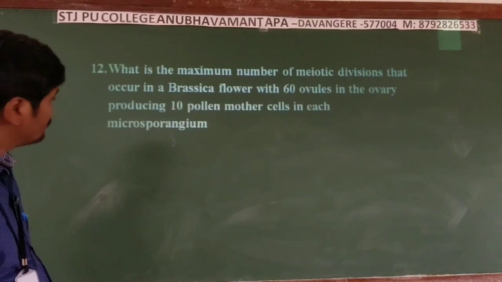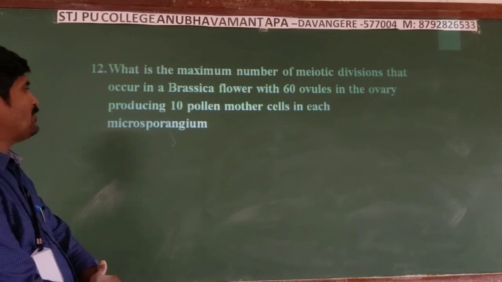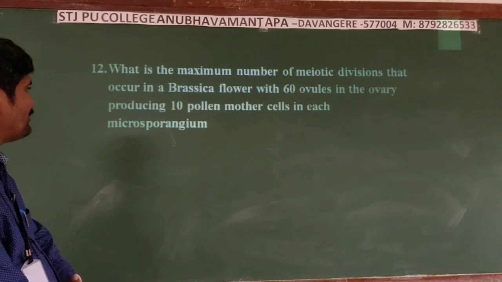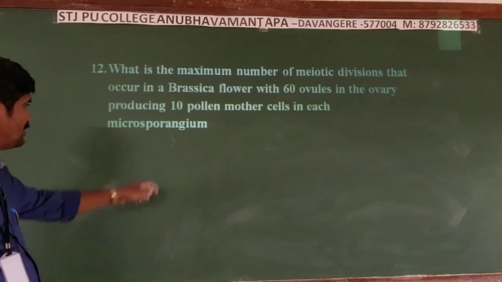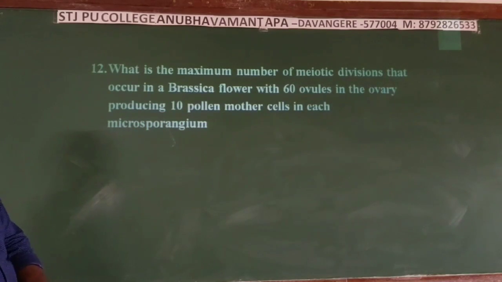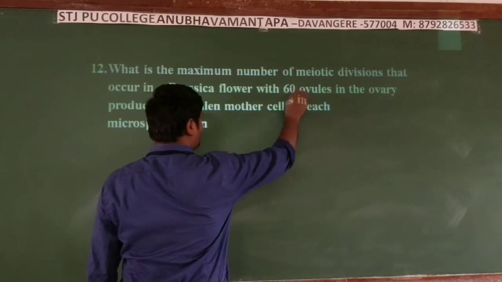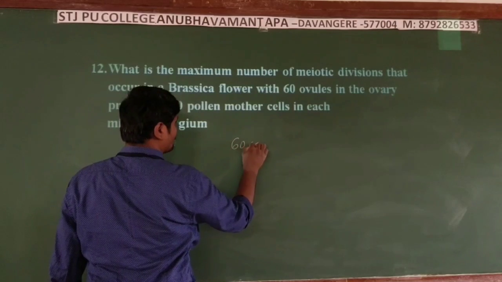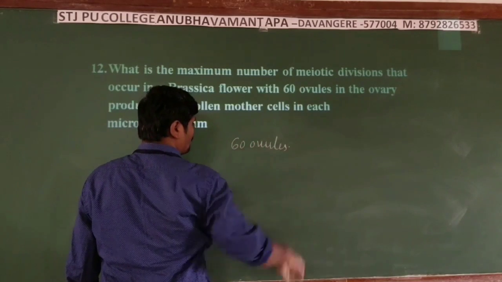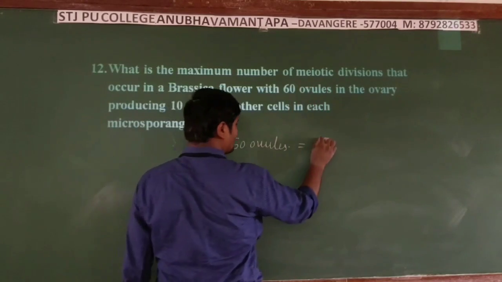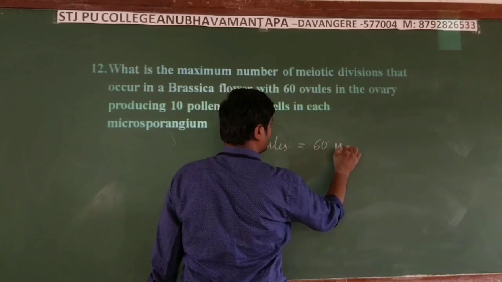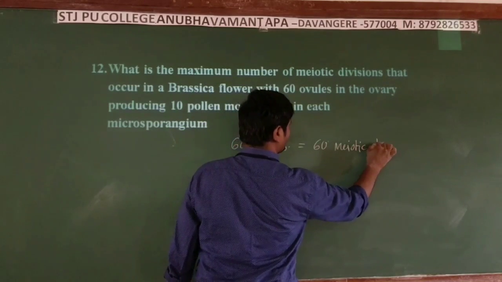See another question. What is the maximum number of meiotic divisions that occur in a Brassica flower with 60 ovules in the ovary, producing 10 pollen mother cells in each microsporangium? What is the maximum number of meiotic divisions? Here, how many ovules are there? 60 ovules. The number of ovules is equivalent to the number of meiotic divisions. That's why here 60 meiotic divisions.